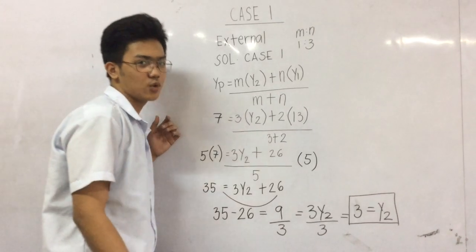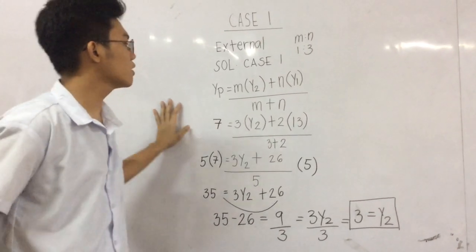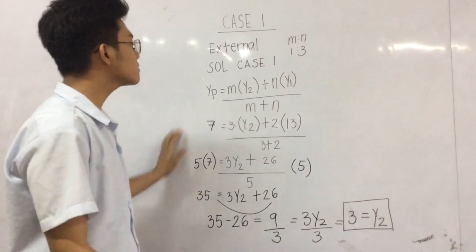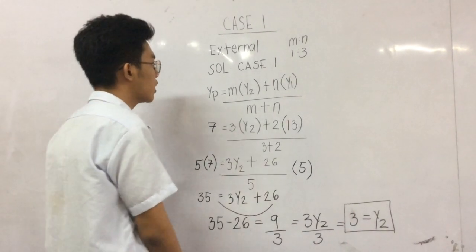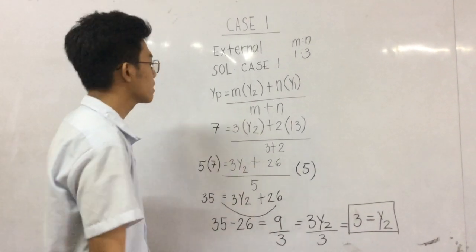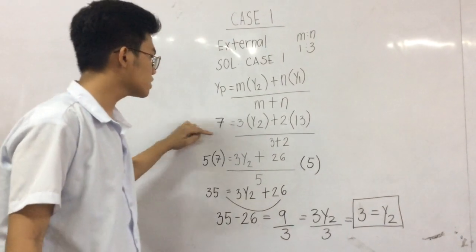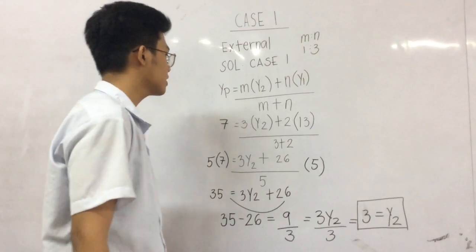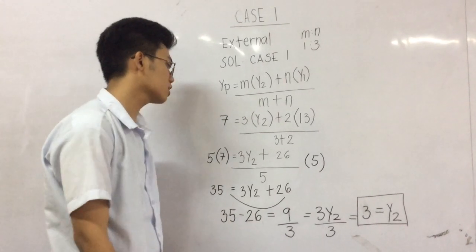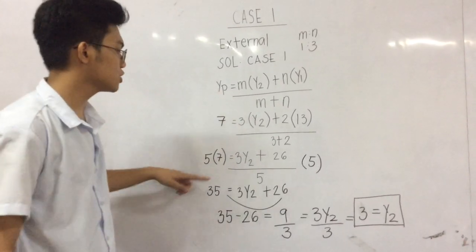Now solving for case 1 y sub p. Our solution for y sub p on case 1 is m times y sub 2 plus n times y sub 1 over m plus n. We will now substitute our solution with our given. It is equal to 7 is equal to 3 times y sub 2 plus 2 times 13 over 3 plus 2. This is our answer.